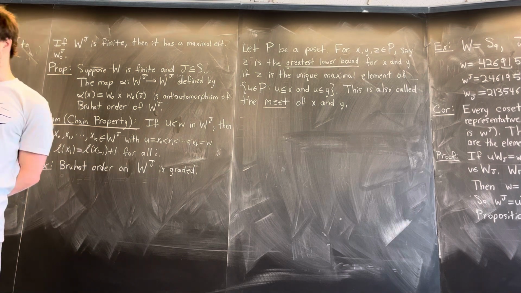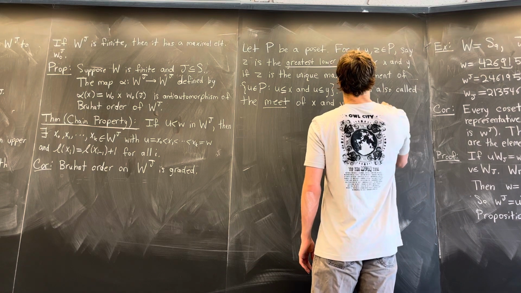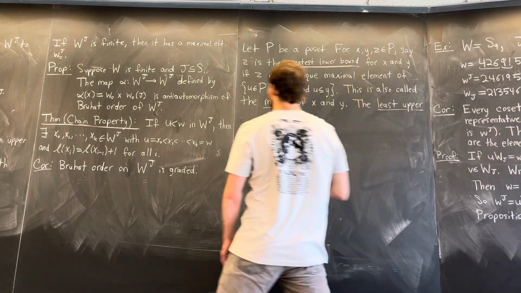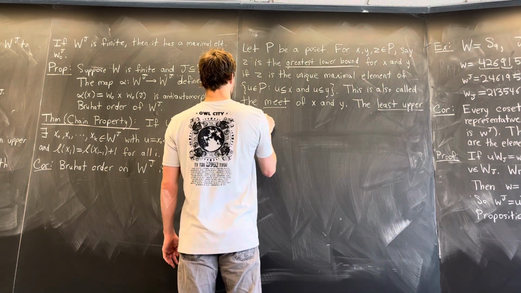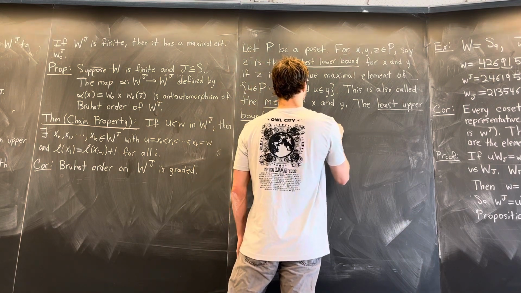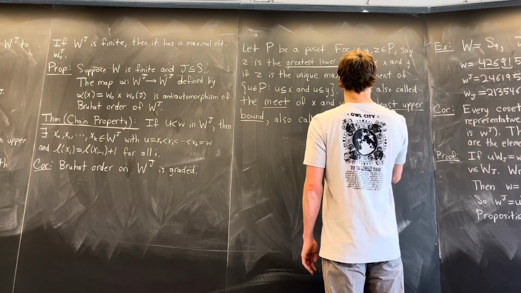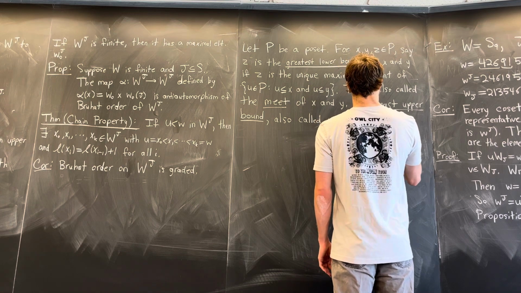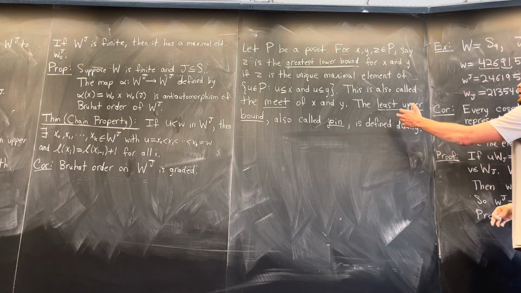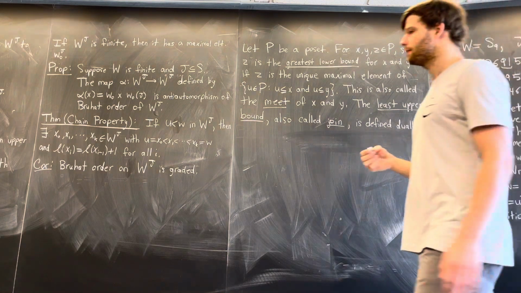Then there's also a dual notion of least upper bound, which is also called the join. The least upper bound, also called join, is defined dually. So it would be the unique minimal element of the set of upper bounds for x and y.